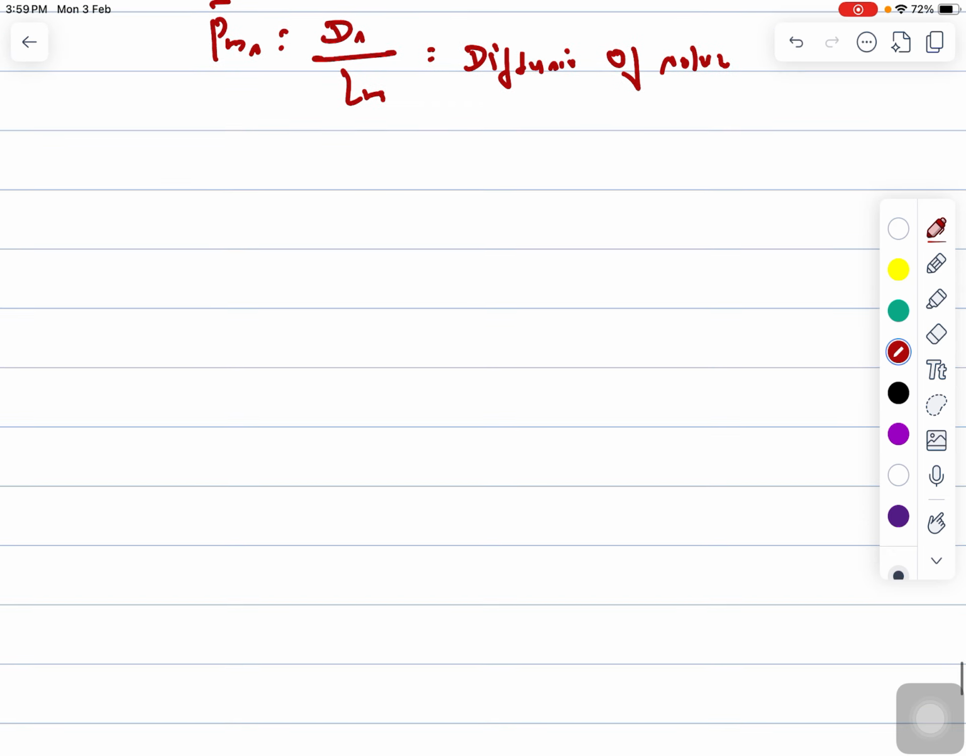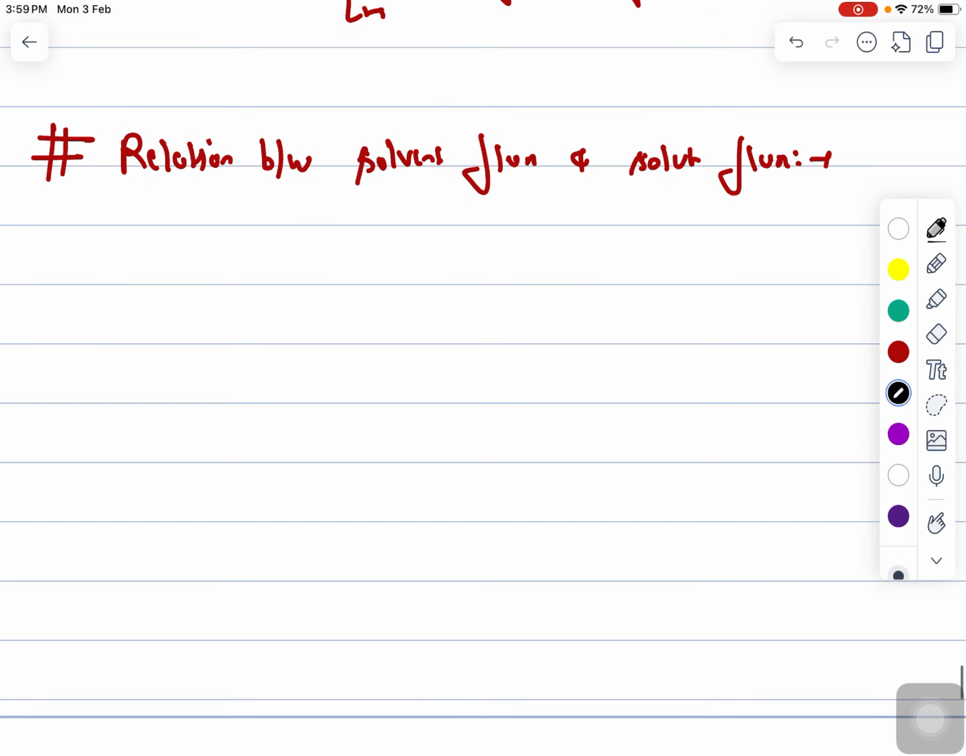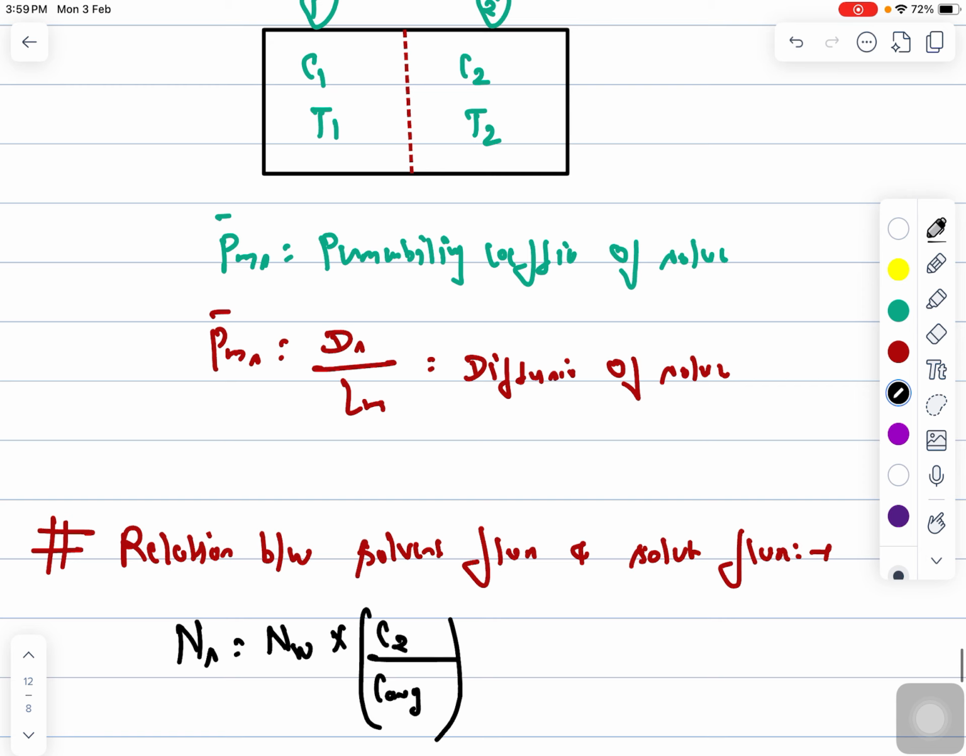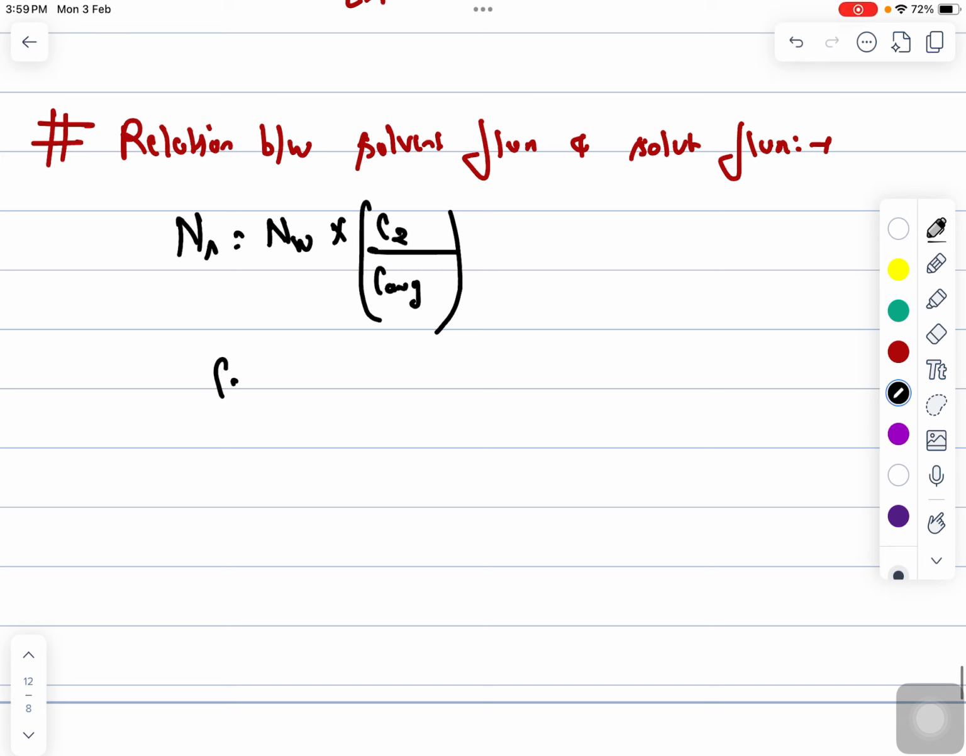Okay, all of these things. Now I'll be talking about the relation between solute flux and solvent flux. There is a direct formula that solute flux Ns is equal to Nw, the solvent flux, multiplied by C2 divided by C average. C2 is the concentration of solute on the other side, at the higher concentration side. And what is C average? C average can be written as C1 plus C2 divided by 2.